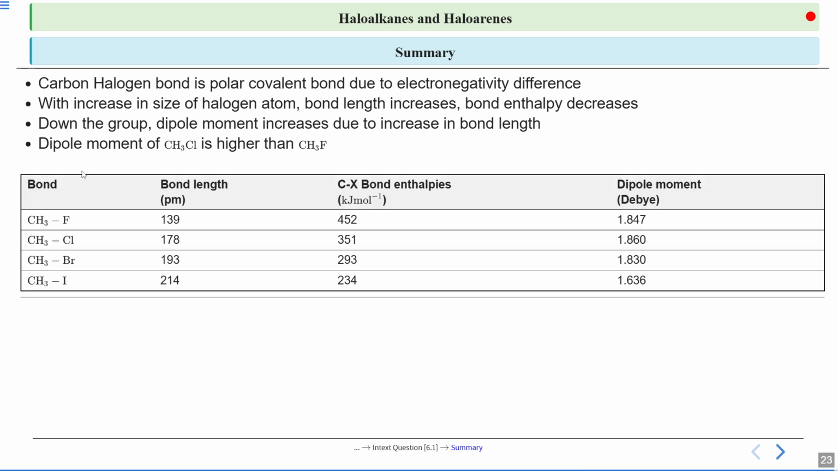So this is the table through which we have seen the different bond length values in picometers, the carbon halogen bond enthalpies in kilojoules per mole, and the dipole moment values in debye units for fluoromethane, chloromethane, bromomethane, and iodomethane down the group. Okay, so 139, 178, 193, and 214 picometers are the bond lengths down the group. 452, 351, 293 and 234 kilojoules per mole are the bond enthalpies of the carbon halogen bond in these halogen compounds. And the dipole moment values in debye are 1.847, 1.86, 1.83 and 1.636.